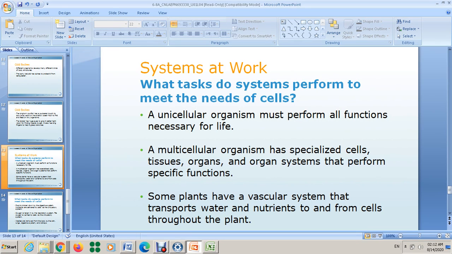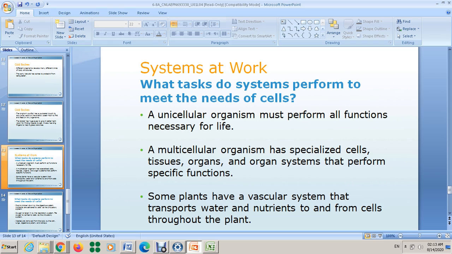Hello everyone. In this video we want to talk about what tasks systems perform to meet the needs of the cells. As you know, all unicellular organisms can perform all functions necessary for life from only the cell they have. This cell, the only cell they have, can perform all life processes. Like what life processes? Like getting nutrients, getting rid of waste, reproducing, and also growing. All of these are life processes. So from one cell, they can perform all of these things.